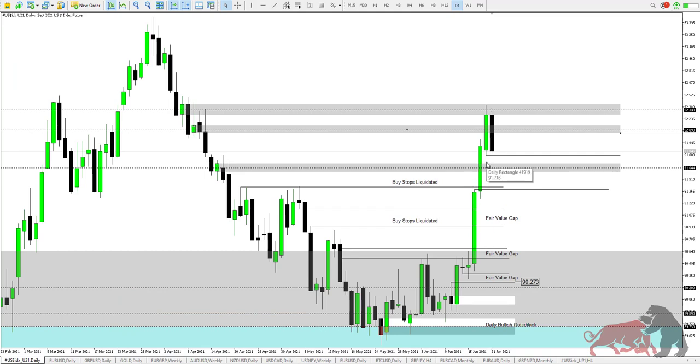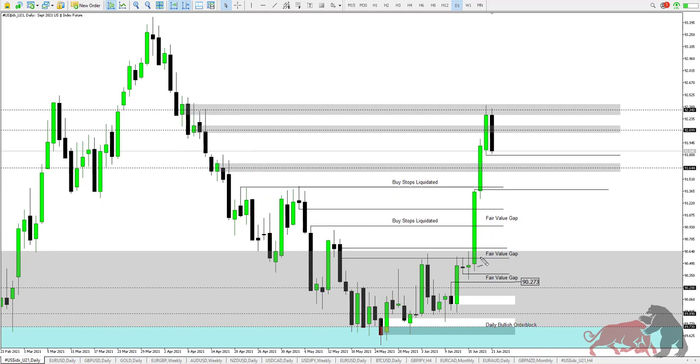So take note of the low that is going to be formed tomorrow, either during London session or during New York session. That low is going to be crucial. Now, we also have a lot of imbalances in this structure here to the left. There's a lot of imbalances, price imbalance in this range.